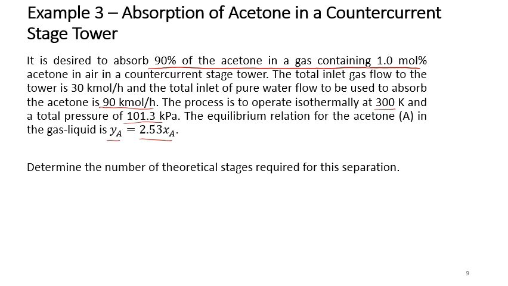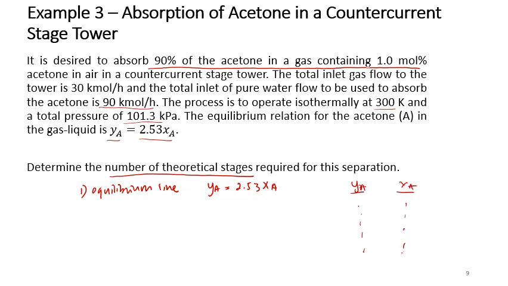Similar to distillation, whenever you want to calculate the theoretical number of stages, you need the equilibrium line, and this is given by the equation yA equals 2.53 xA. If you are not given the relationship, you need to have the yA and xA data to plot the equilibrium curve or line. And the other thing you need to calculate the number of stages is the operating line. So this is all you need to calculate the number of stages in an absorption column. It is much simpler than a distillation column, so you don't have the q-line, ROL, SOL, and so on.